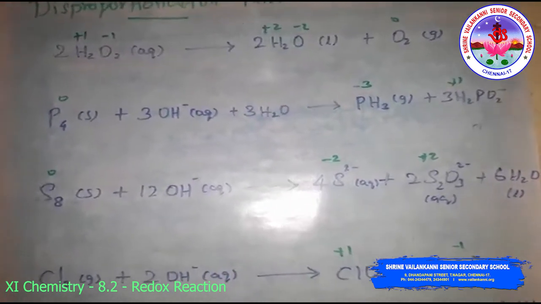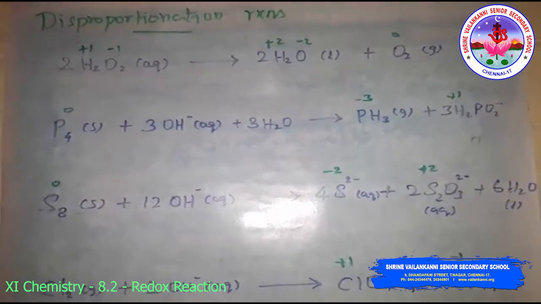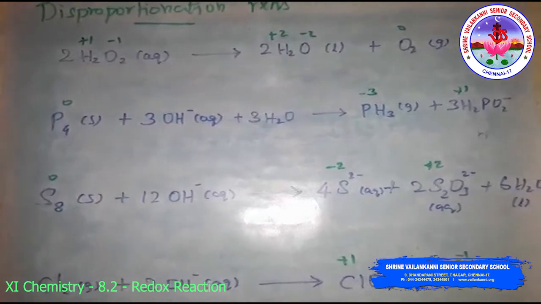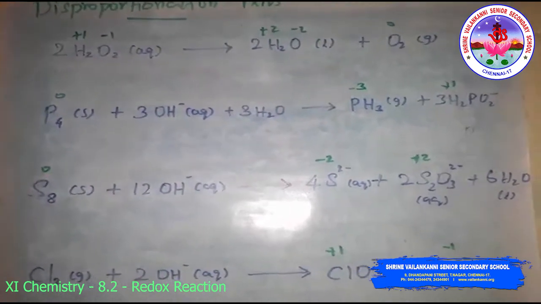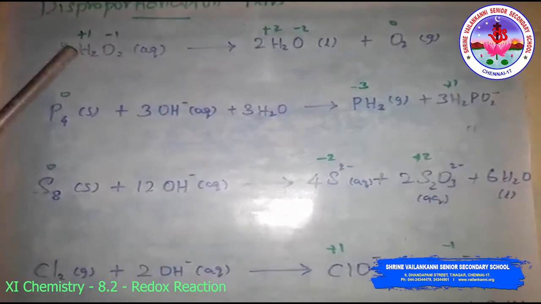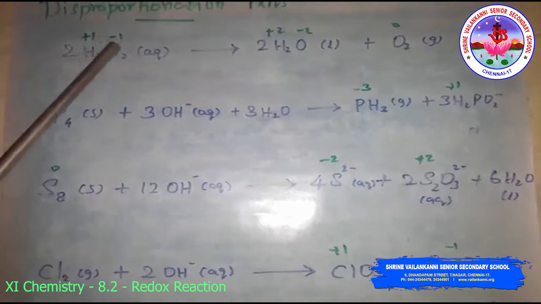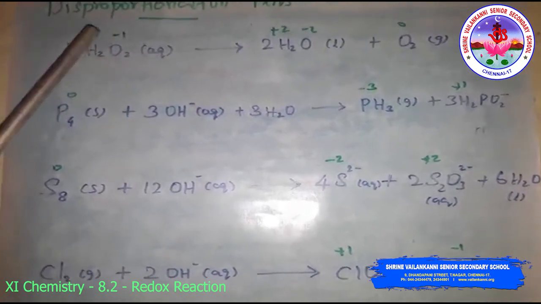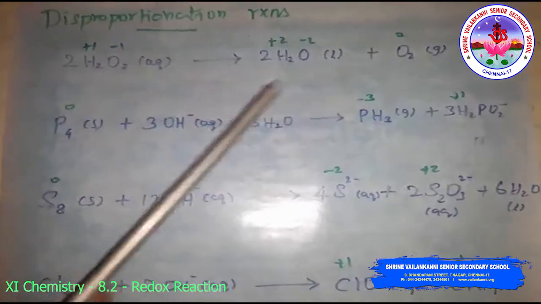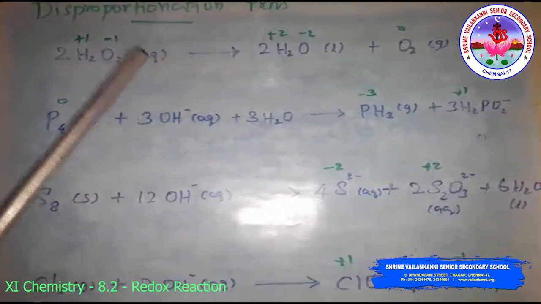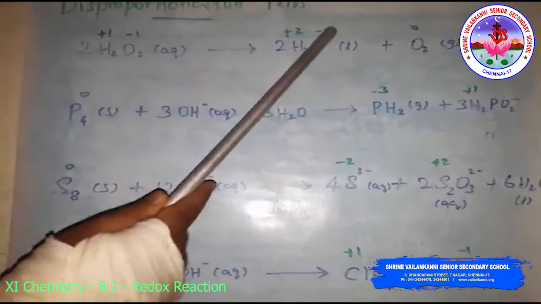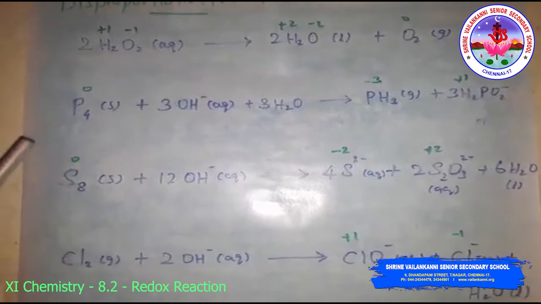The decomposition of hydrogen peroxide is a familiar example of this reaction. Here the oxygen experiences a disproportionation reaction. Look at this reaction. The oxygen of peroxide, which is in the -1 oxidation state, converts to the 0 oxidation state in O2, and decreases to the -2 oxidation state in H2O. Look at here, the -2 oxidation state.